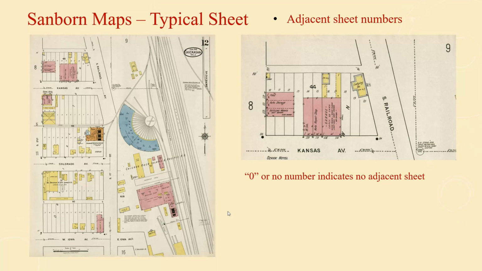And there are 2 numbers on the left side there because the sheets are offset there. So that's why you have that. Sometimes you'll see a 0 on the edge, and that means there's no adjacent sheet.